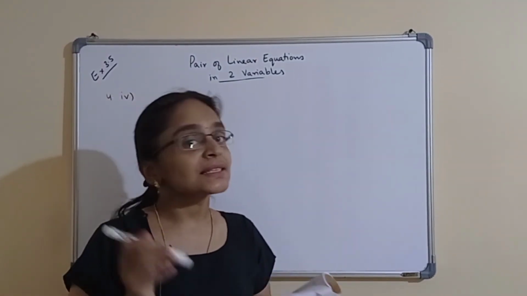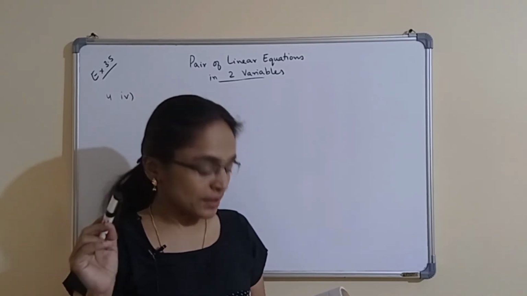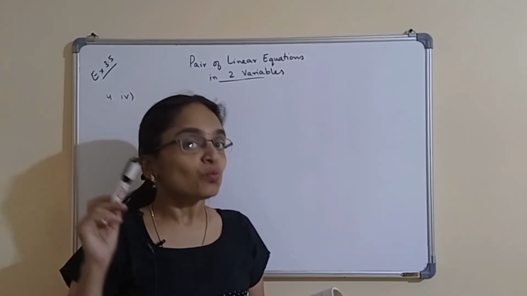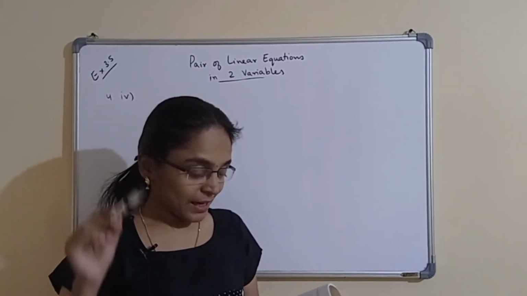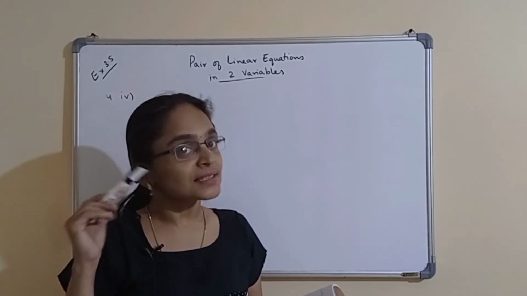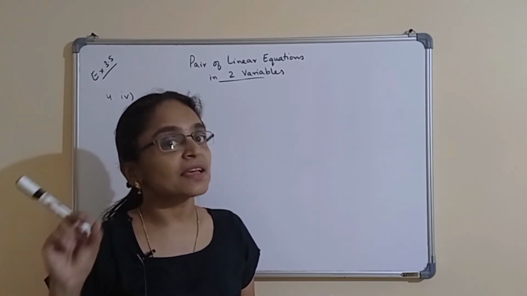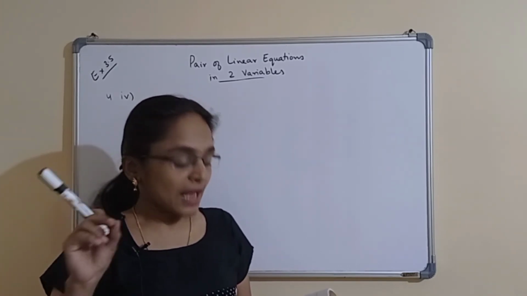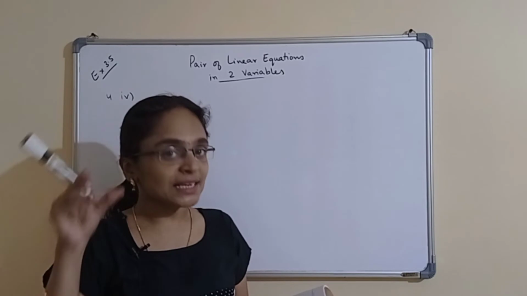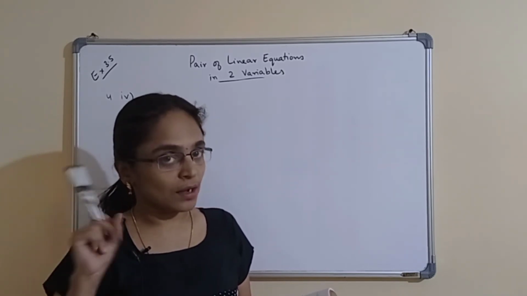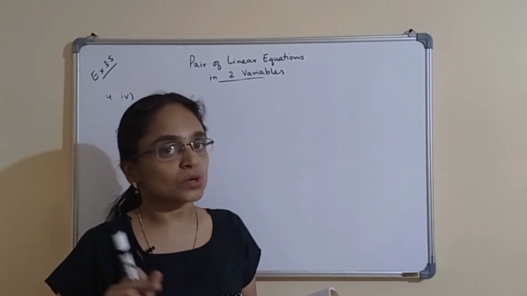Next one, places A and B are 100 km apart on a highway. One car starts from A and another from B at the same time. If they travel in the same direction at different speeds, they will meet in 5 hours. And if they are traveling towards each other, they meet in 1 hour. What are the speeds of the two cars?